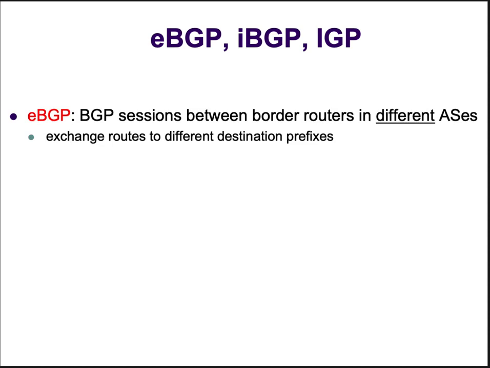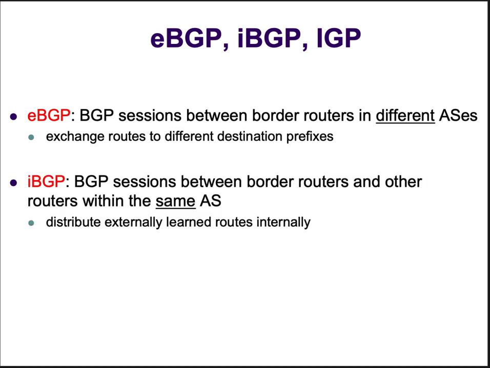eBGP sessions are sessions that a border router has with border routers in a different autonomous system. Okay. This is how you're going to hear about prefixes that are out in the internet, outside of your autonomous system. This is also how you're going to tell the rest of the internet about prefixes in your own autonomous system. iBGP, sessions between a border router and the other routers within its own domain. This is how you're going to take that information you hear from other autonomous systems and distribute it within your domain. It's a distribution mechanism to share what you've learned from the inter-domain sessions.